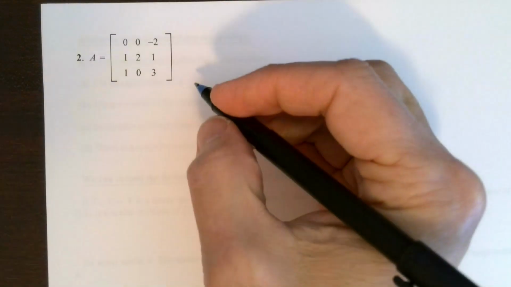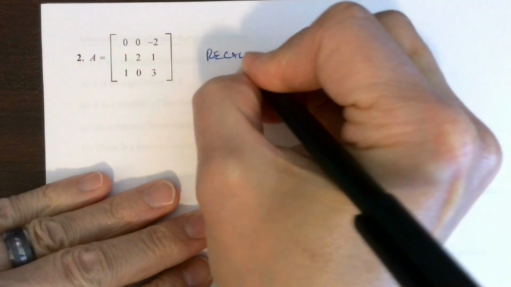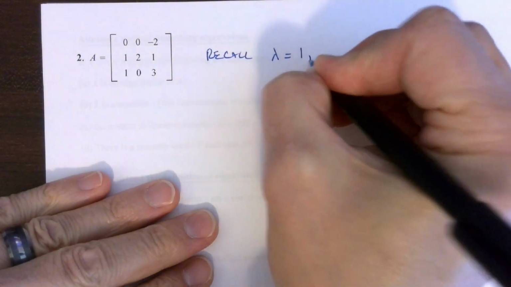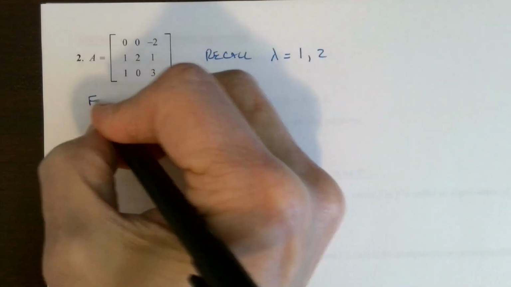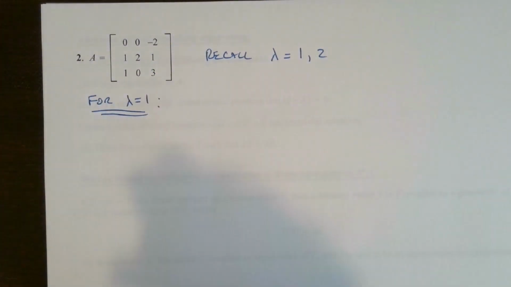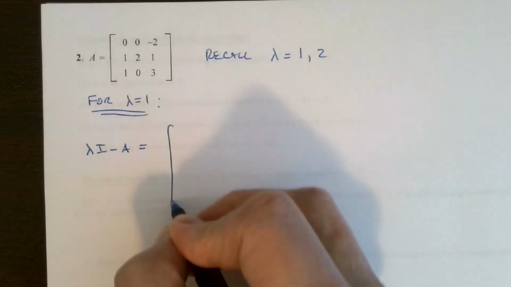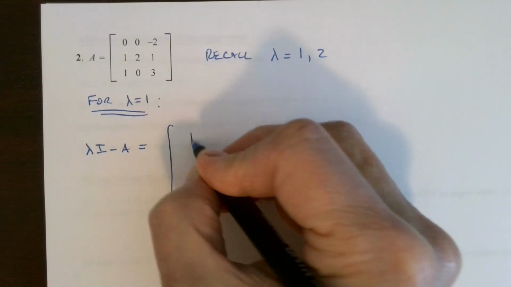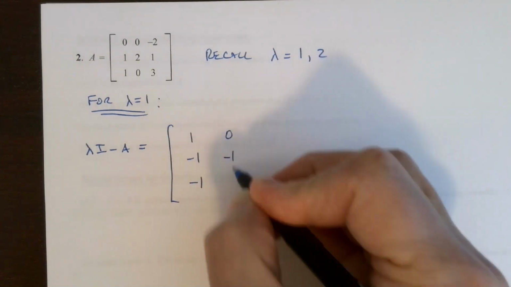So hopefully you looked at the video previous to this. Again, we solved the eigenvalue problem for here. So I'll just say recall from that, we found lambda to be 1 and 2. And so I want to take a look for lambda equal 1. What happens there? I take a look at lambda I minus A. Okay. If you do that, I want you to confirm that you get this matrix here.